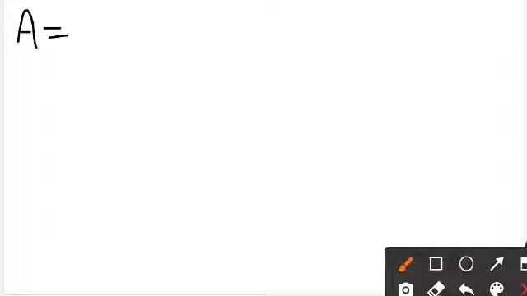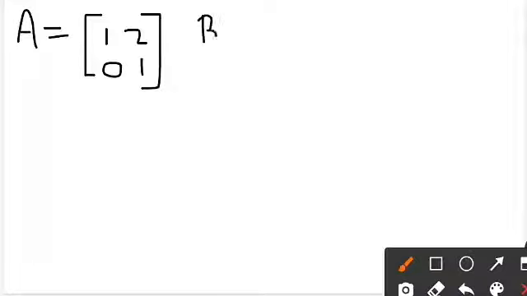So we are taking A as [1, 2; 0, 1]. We can see the determinant of A is 1, because 1 into 1 is 1 and 0 into 2 is 0, so 1 minus 0 is 1. And we are taking the other matrix B as [1, 1; 1, 0]. Here 1 into 0 is 0, and 1 into 1 is 1, so 0 minus 1 is minus 1. So the determinant of A is 1 and the determinant of B is minus 1. So we have chosen both of these matrices.